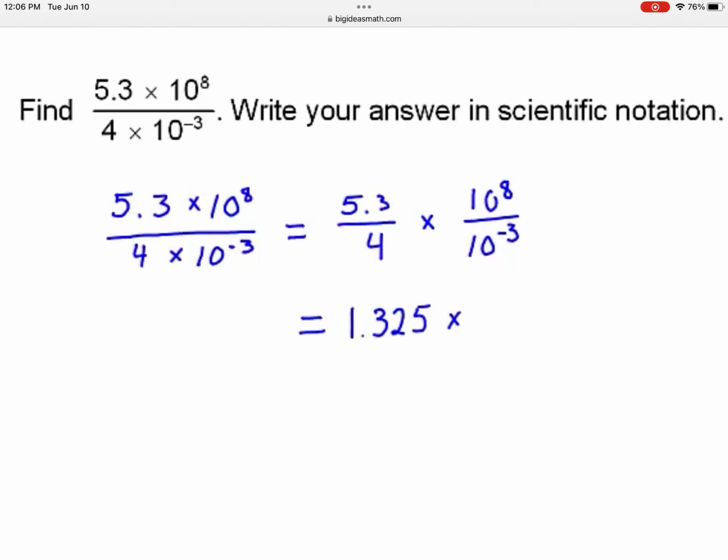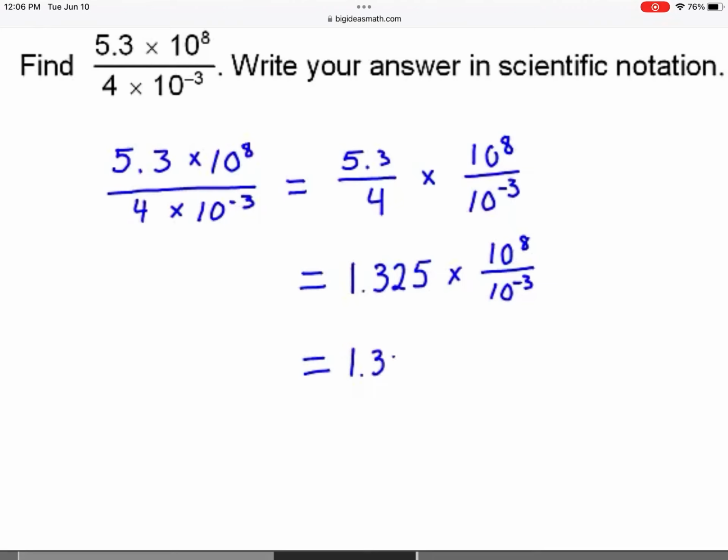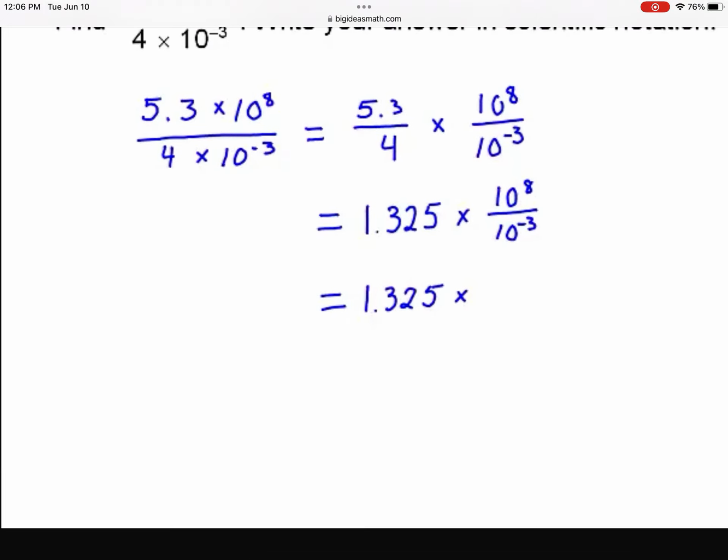This is still multiplied by 10 to the 8th divided by 10 to the -3rd. Keep the factor 1 and 325 thousandths. Now we need to use the quotient of powers property to simplify. This property says that to divide two powers with the same base, 10, subtract their exponents. So we keep the base, 10, and subtract the exponents. 8 minus negative 3 is 11.